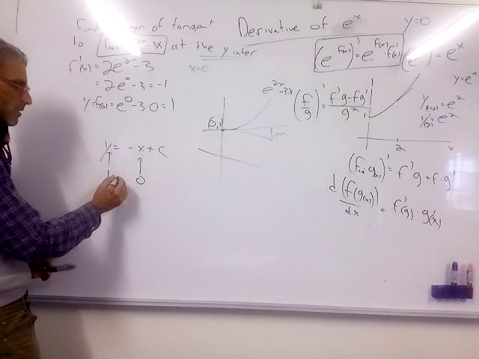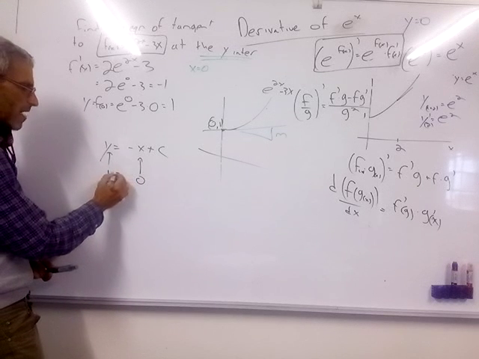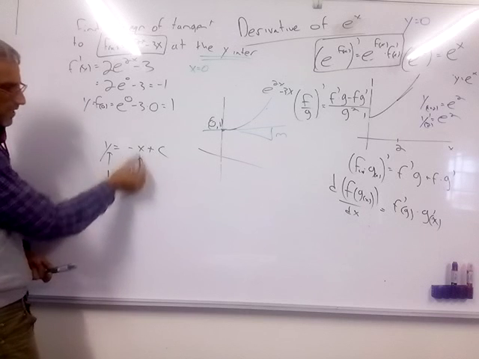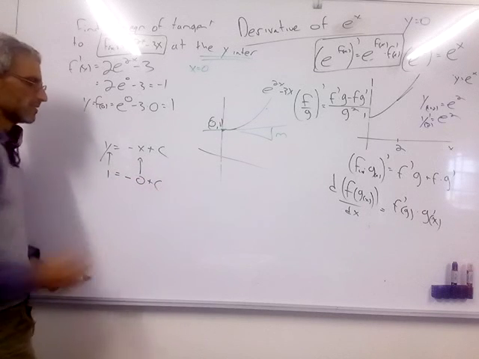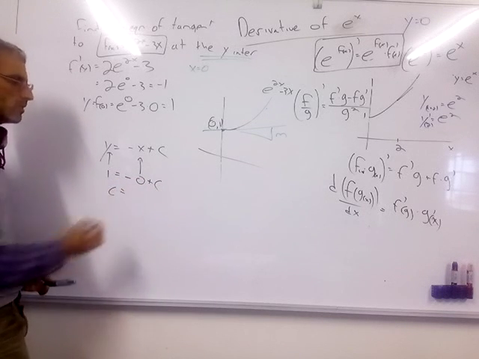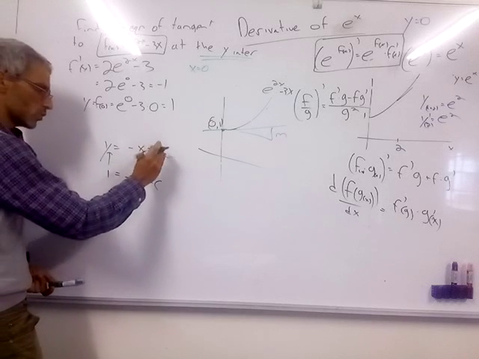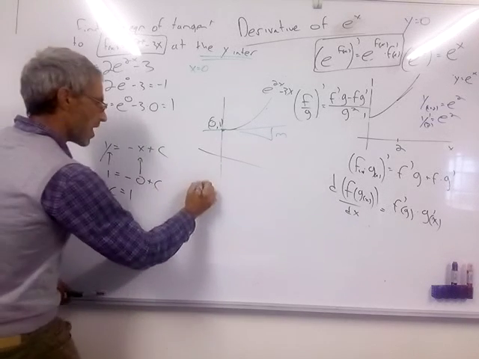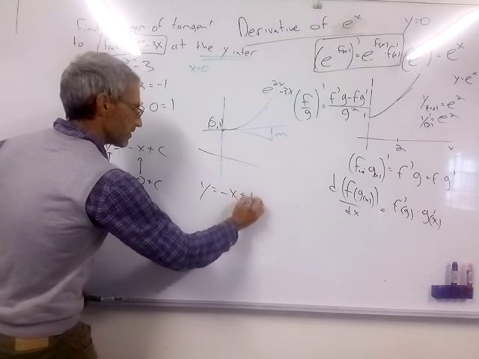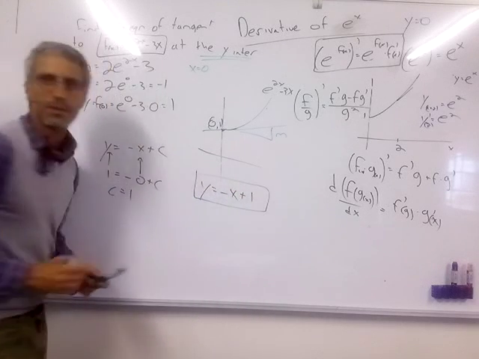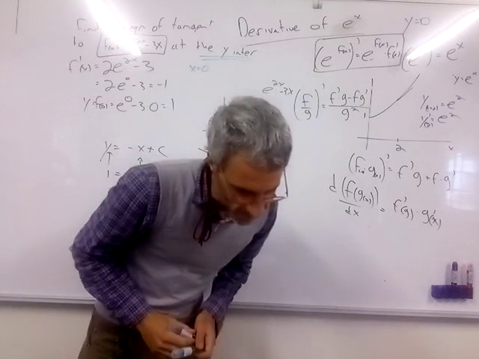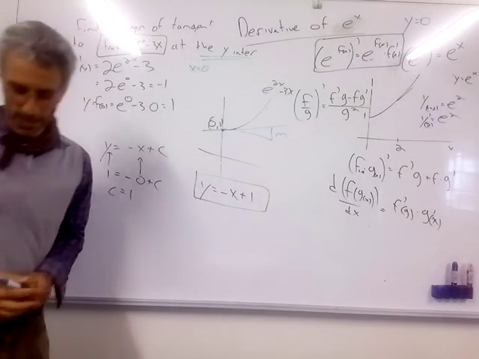So I'm going to have 1 equals minus 1 times 0 plus c. In other words, c is equal to 1. In other words, the answer really is, I'll write it down here, y equals minus x plus 1. That's my equation. Let me just check that I've got it right. Yes, we got it right. Okay, I'll just pause here.